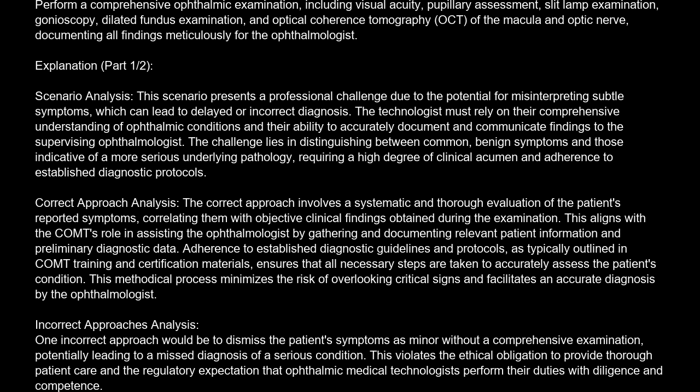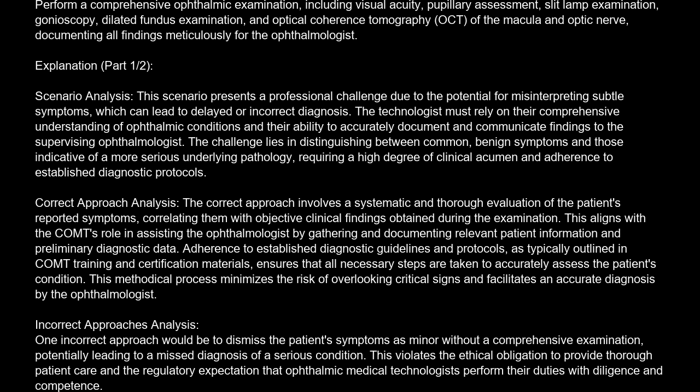Correct approach analysis. The correct approach involves a systematic and thorough evaluation of the patient's reported symptoms, correlating them with objective clinical findings obtained during the examination. This aligns with the COMT role in assisting the ophthalmologist by gathering and documenting relevant patient information and preliminary diagnostic data. Adherence to established diagnostic guidelines and protocols, as typically outlined in COMT training and certification materials, ensures that all necessary steps are taken to accurately assess the patient's condition. This methodical process minimizes the risk of overlooking critical signs and facilitates an accurate diagnosis by the ophthalmologist.